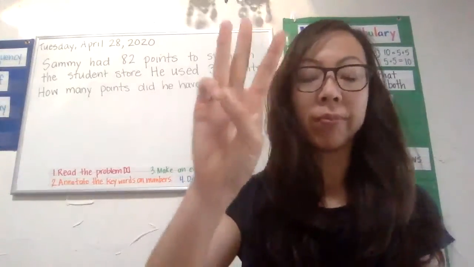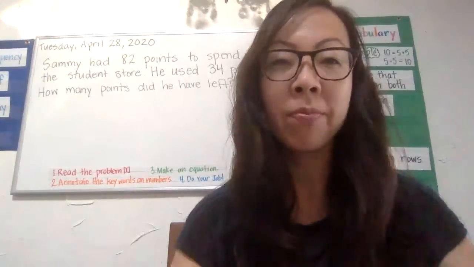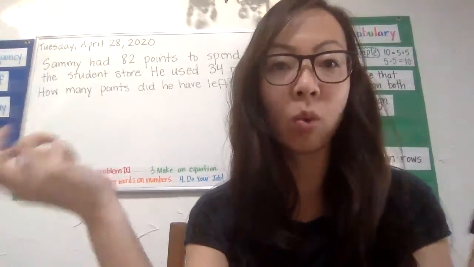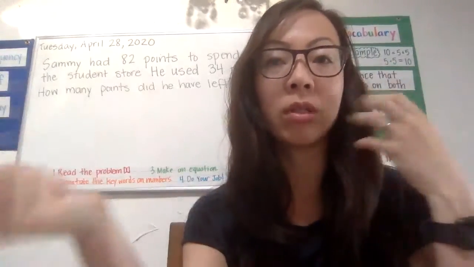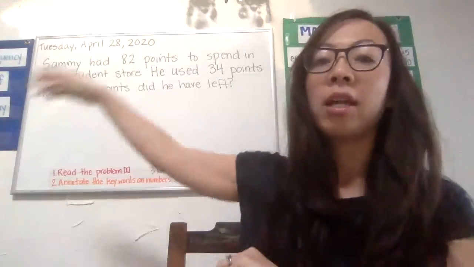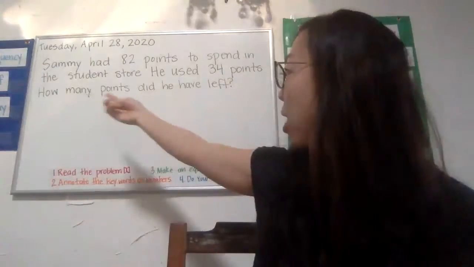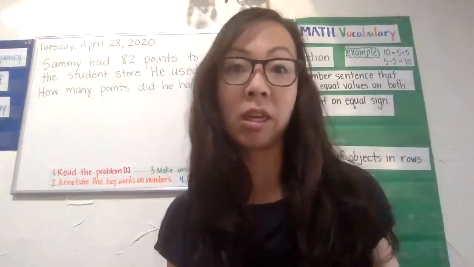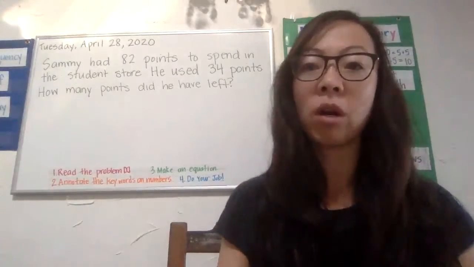Step 3. In step 3, we have to make an equation. Remember, we want to make sure we understand what it is that we're doing with those words that we picked out and those key numbers. So we create an equation to help us solve the problem. And step number 4, we have to do our job. That means we have to actually answer the question that they give us. That's our job, right? Okay, let's jump into today's problem.